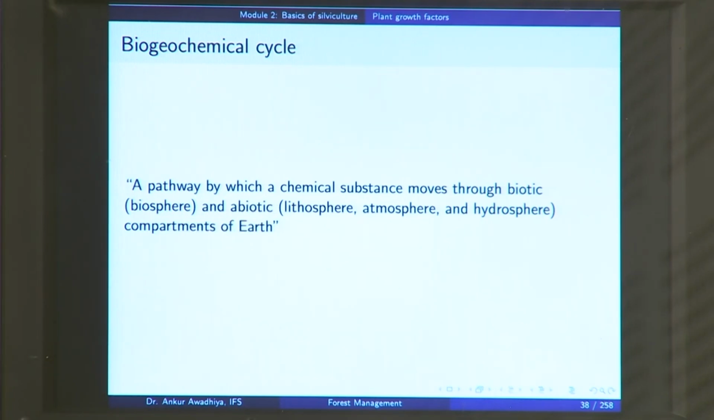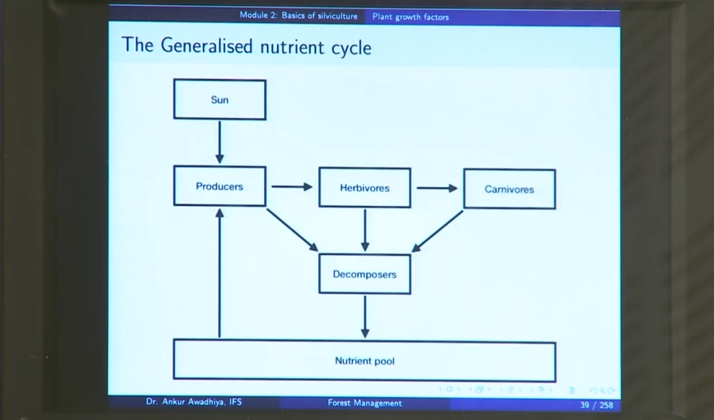So, what does a biogeochemical cycle look like, or how does a nutrient cycle look like? Now, this is a generalized nutrient cycle. Now, what it shows is that the sun, that is the primary source of all the energy, is driving the whole of the cycle. Now, the sun gives light which is used by the producers. Now, producers are those organisms that are able to produce their own food. They are also known as autotrophs.